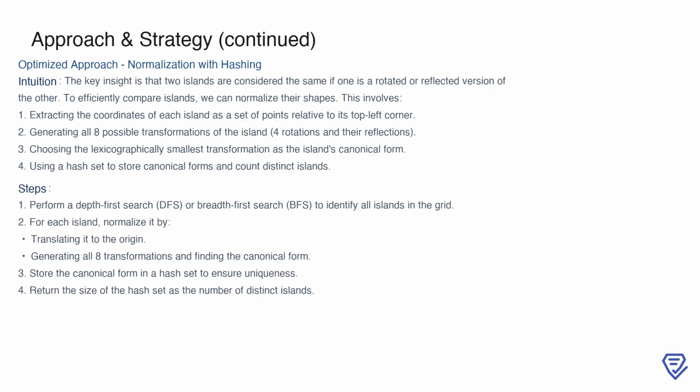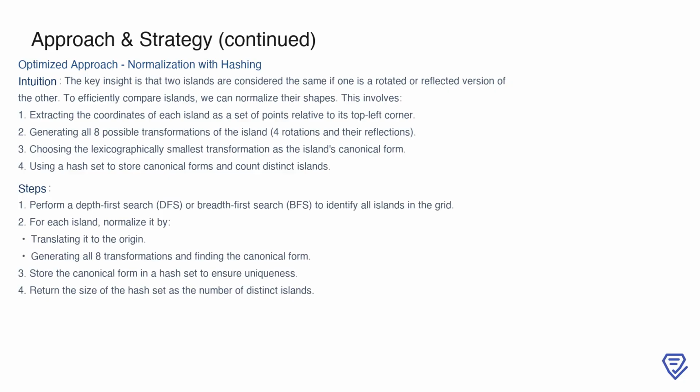This involves several steps. First, we extract the coordinates of each island relative to its top left corner. Next, we generate all 8 possible transformations of the island, 4 rotations and their reflections. Among these, we select the lexicographically smallest transformation as the island's canonical form. This ensures that each unique island is represented in a standardized way. Once we have the canonical forms, we use a hash set to store them and count the distinct islands.